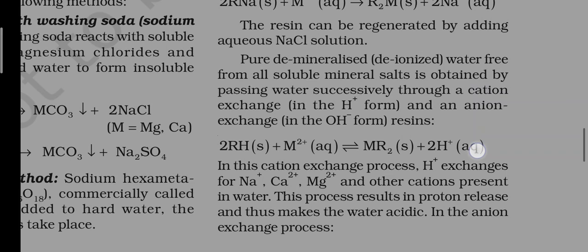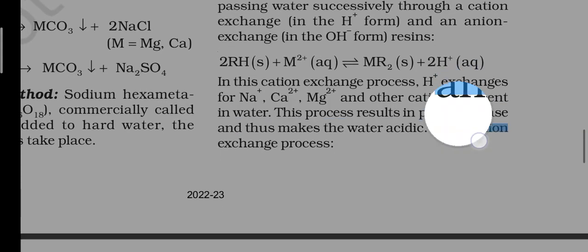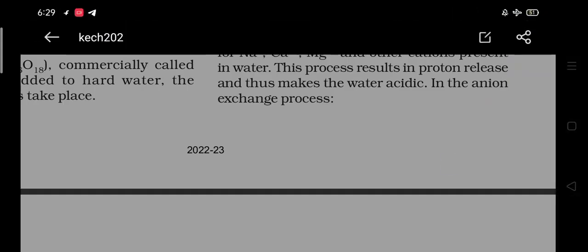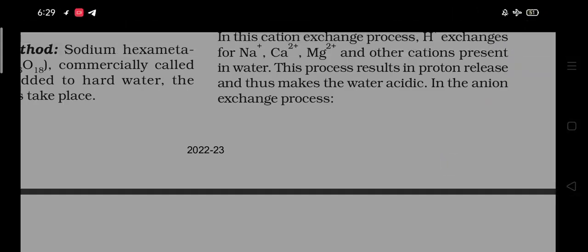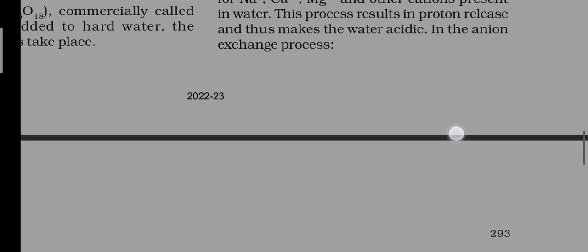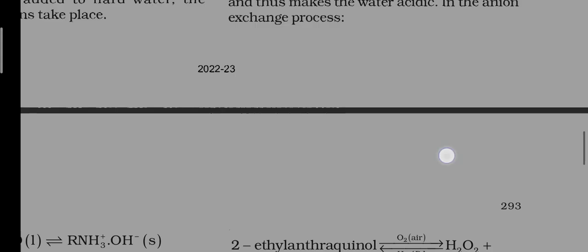Pure demineralized water, free from all soluble mineral salts, is obtained by passing water successively through a cation exchange and an anion exchange resin. In the cation exchange process, H+ exchanges for Na+, Ca2+ and Mg2+ and other cations present in water. This process results in proton release and thus makes the water acidic.